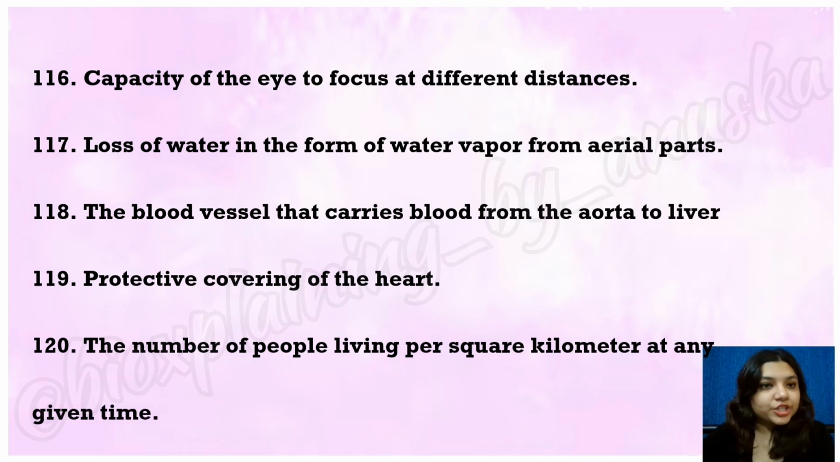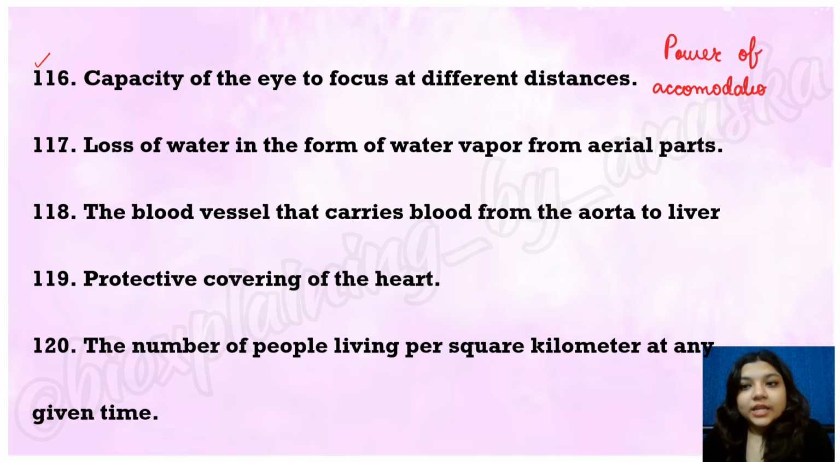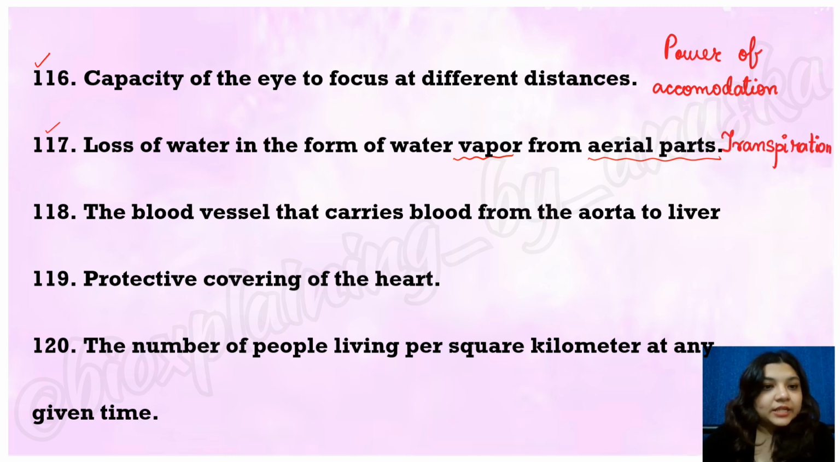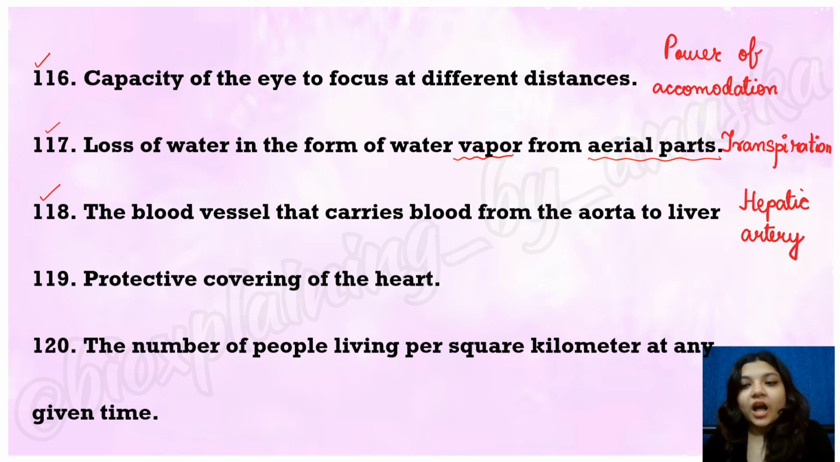Let's check the answers. Capacity of the eye to focus at different distances is known as the power of accommodation. Next, loss of water in the form of water vapor from the aerial parts is known as transpiration. Then the blood vessel that carries blood from the aorta to the liver is the hepatic artery.